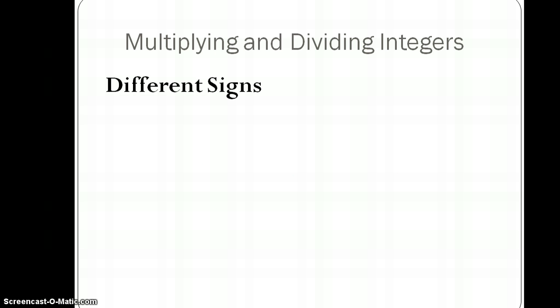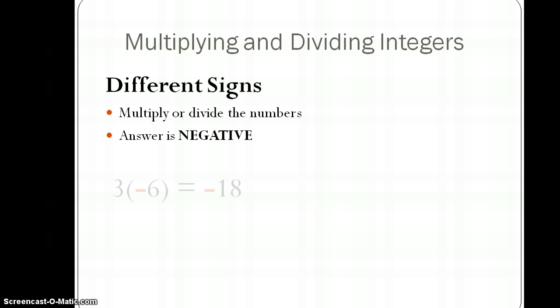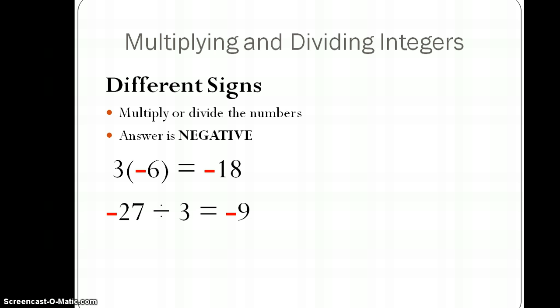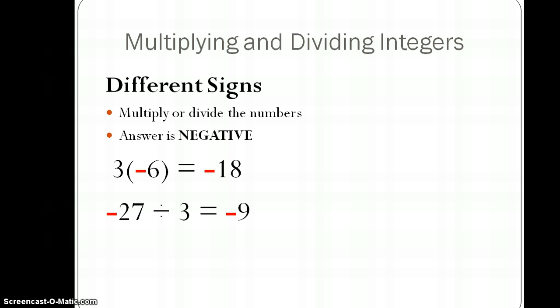Now, different signs. This is where you end up with a negative answer. You're multiplying or dividing the way you normally would. So 3 times 6 is still 18, but because there's only one negative sign, you get a negative 18, because 1 is an odd number. Now you've got a negative 27 divided by 3, only one negative sign, negative answer. That's it. That's the basics of adding, subtracting, multiplying, and dividing of integers.